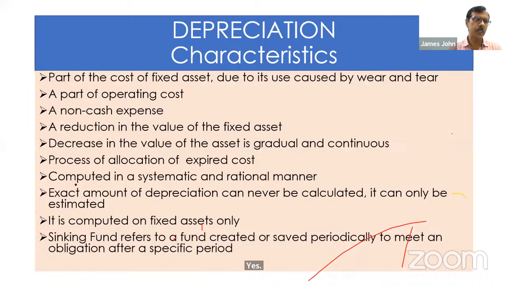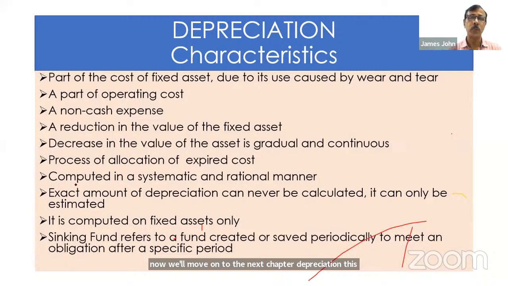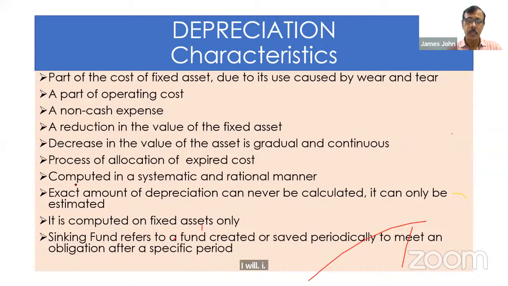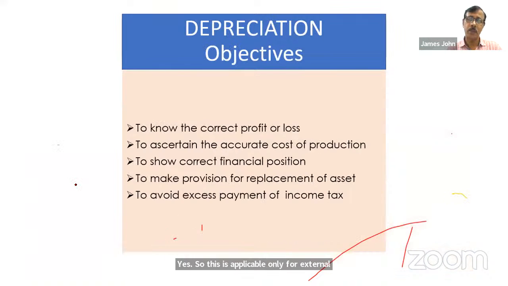Now we'll move on to the next chapter, depreciation. This is a very important chapter. You can expect minimum 4 to 5 mark questions on this. I am not taking much time on the theory part. You must be knowing it. It is a reduction in the value of the fixed asset. It's a process of allocation of expired cost. It is applicable for fixed assets only, and that too for tangible assets. For intangible assets, the term is amortization. So this is applicable only for fixed assets, and there are various methods.